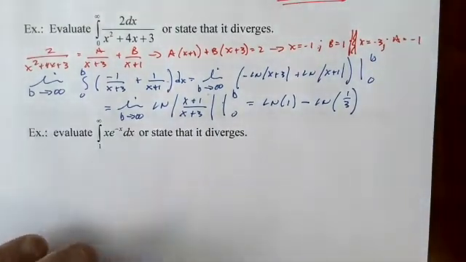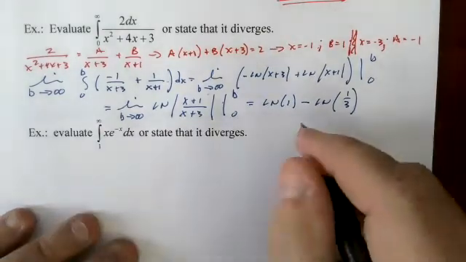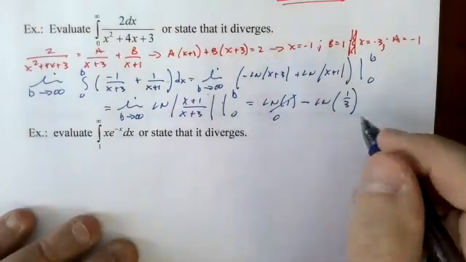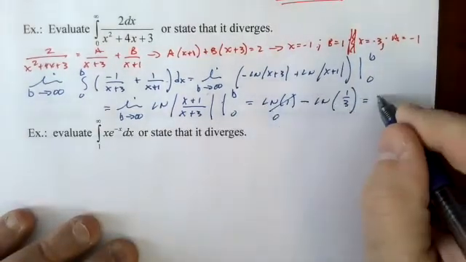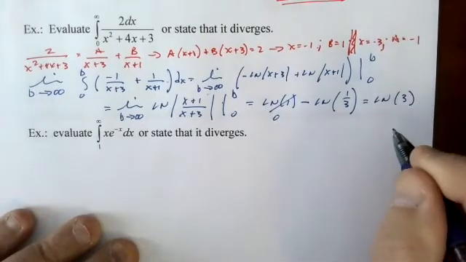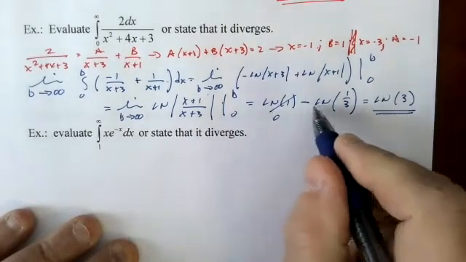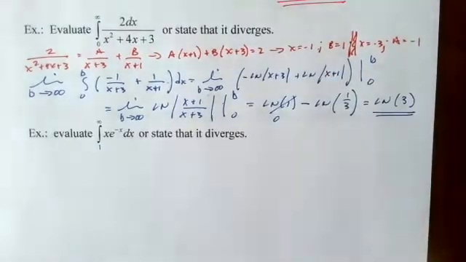That's 0 minus ln of 1/3. ln of 1/3 is the same as negative ln of 3. Don't know why. Go up the negative first, flip the exponent. Crazy, right? Good review, among other things. All right.